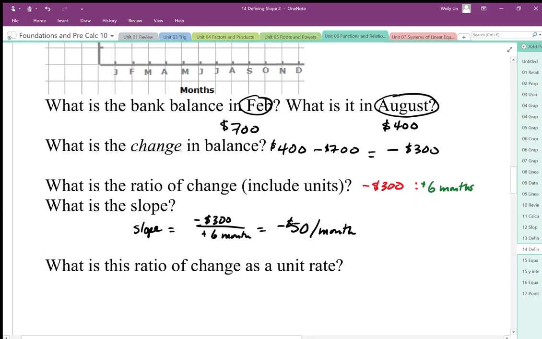So this is a ratio of change as the unit rate. Okay, so our ratio of change, we can express our slope as negative $300 every 6 months. We could also express this as a unit rate of negative $50 per month.